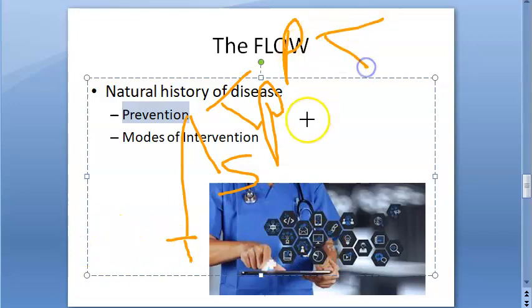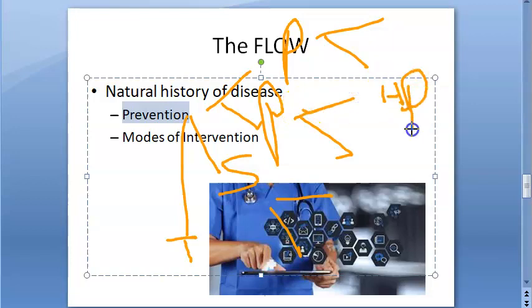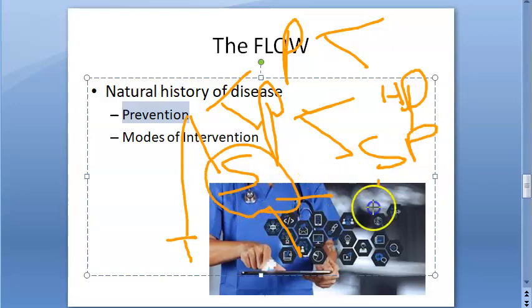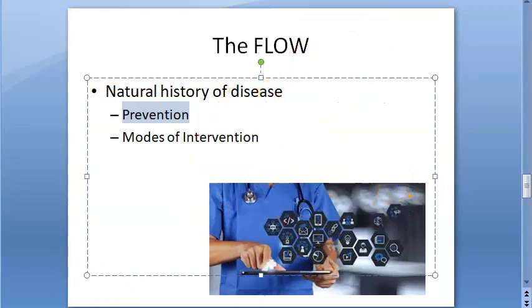And each of these will have some modes of intervention under them. Like primary prevention, what is the mode of intervention? Health education, health promotion. Then specific protection, like immunization. Secondary prevention means the disease has already occurred, so do early diagnosis and treatment, right? Do you know all this? Look at this.